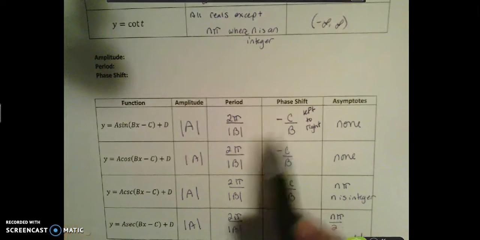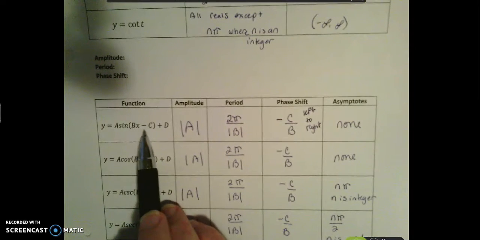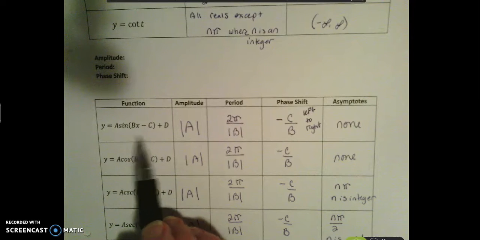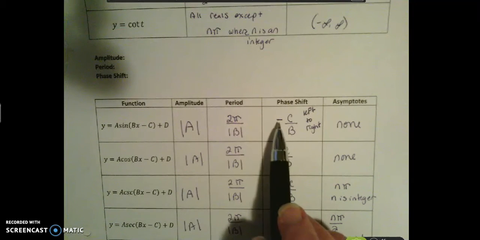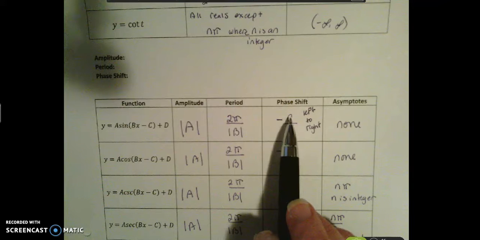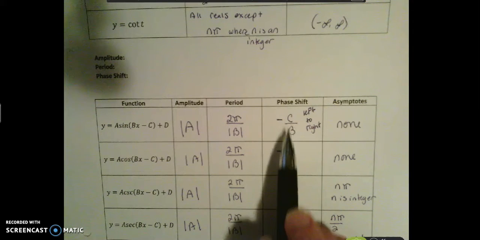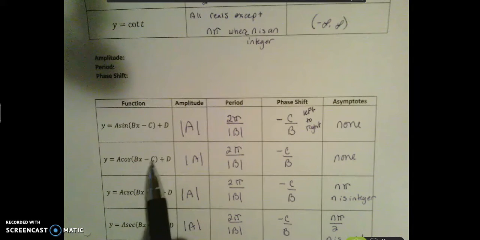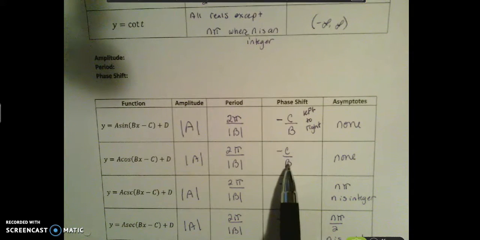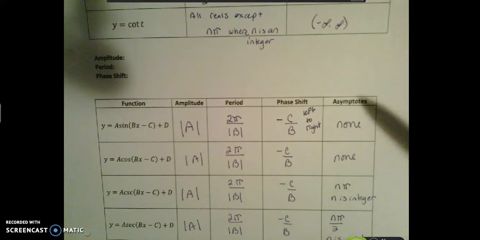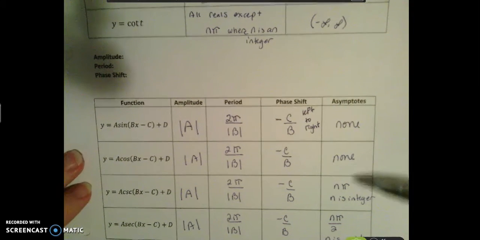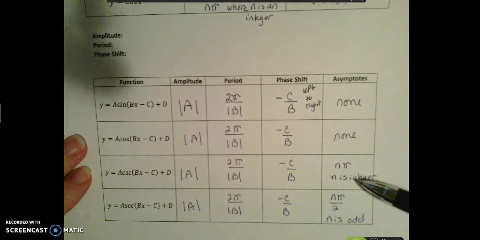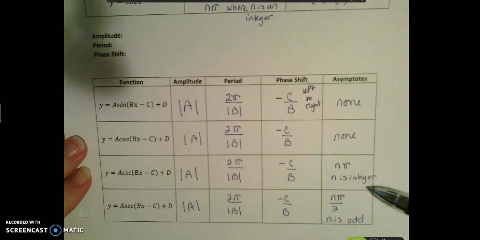And to find our phase shift, since this is a -c, our phase shift means that we're going to be shifting it positive. So this is saying the opposite of the value of c divided by b, so it's going to be a positive move in this case, depending on what you have. C divided by b tells me my phase shift. And then for sine, there's no asymptote. Cosine, there's no asymptote. We already talked about the cosecant has an asymptote at n pi, where n is an integer.